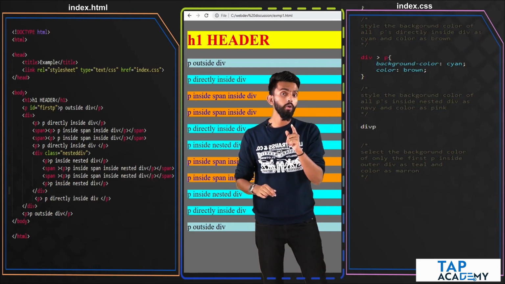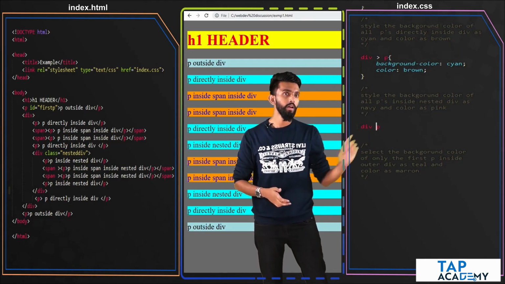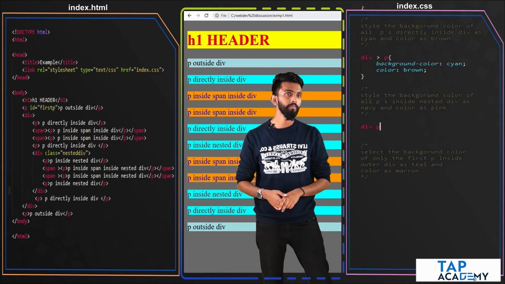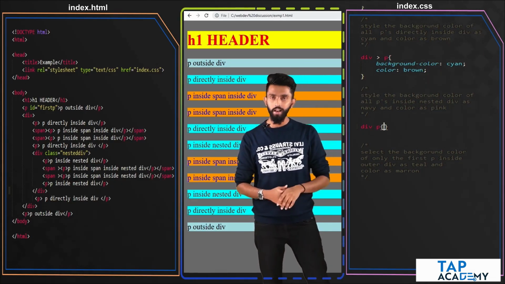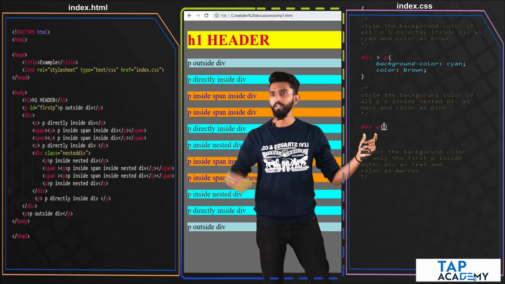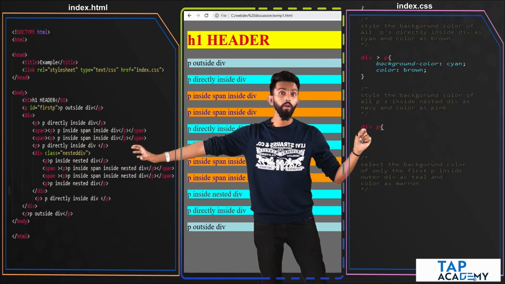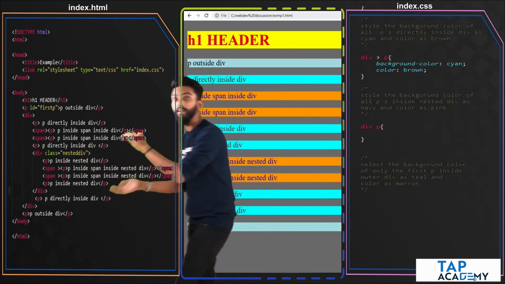How do you establish that relationship of descendant? By leaving a space. Okay, I'll give the declaration. But if you just tell like this, then CSS will get confused that, hey, is it this div or that div? On both the divs it will apply. But what do I want? I wanted it to be only the inner div.